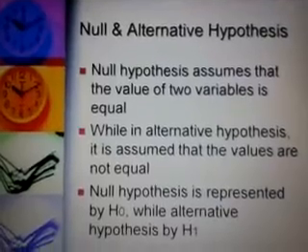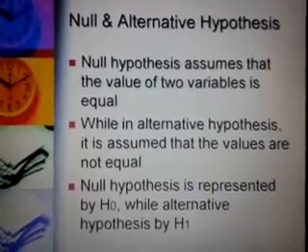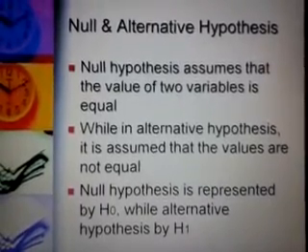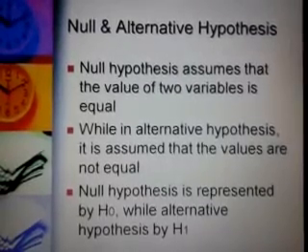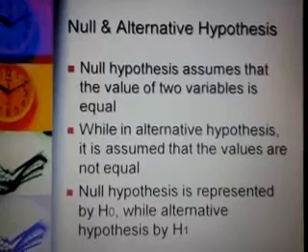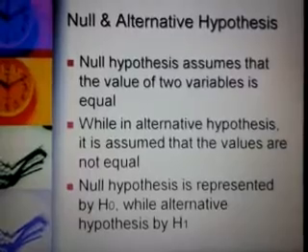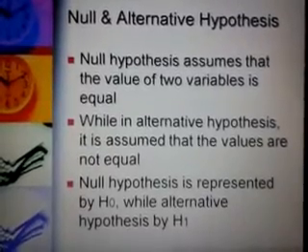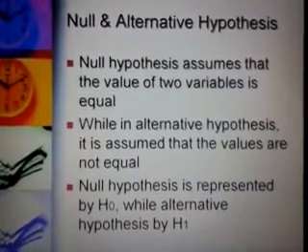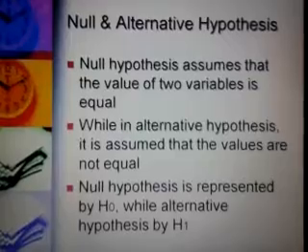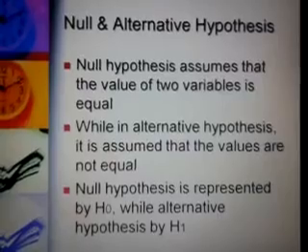Next, we'll talk about null and alternative hypothesis. This is something very important, and a researcher must understand these concepts very clearly. So what it says: the null hypothesis assumes that the values of two variables are equal. As we have been discussing so many examples, we can discuss some more examples. Null means no value. We have discussed that hypothesis is an assumption, and in the null hypothesis, we assume that any two variables are equal. So that is the null hypothesis.